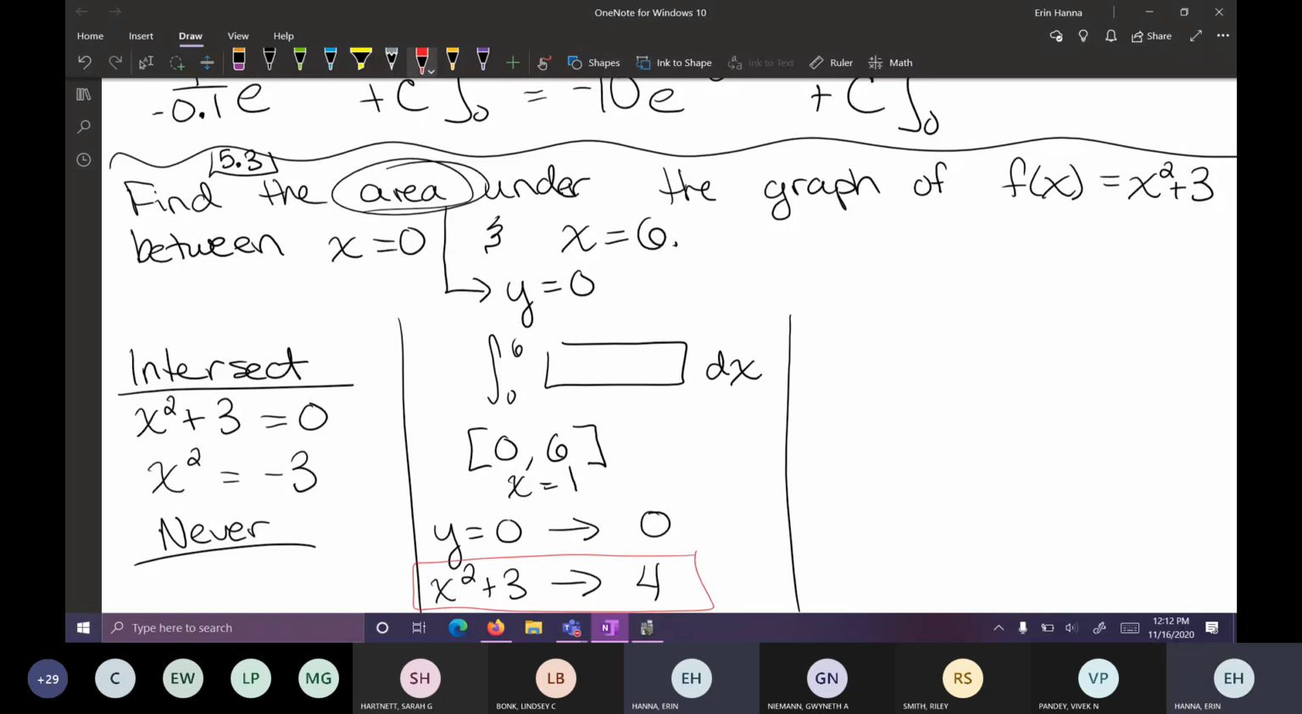4 is larger than 0. Also, I feel like I'm talking very fast. If I'm going too fast, tell me to slow down.